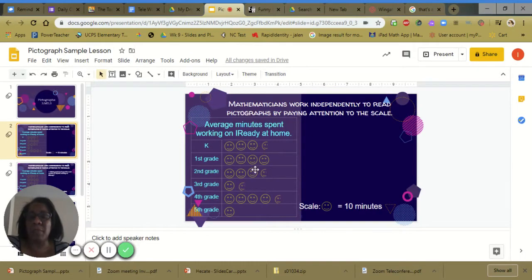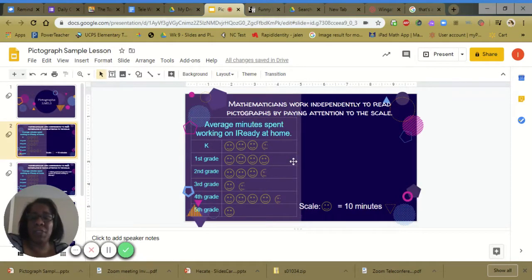Now, when we look at the pictograph, we're seeing several smiley faces. But a lot of us make the mistake of counting the smiley faces as 1, 2, 3, 4, thinking that's how many, that's what the total quantity is. However, as I said at the beginning, we need to pay attention to that scale. When we look at the bottom, the scale indicates that each smiley face represents 10 total minutes spent on iReady at home.